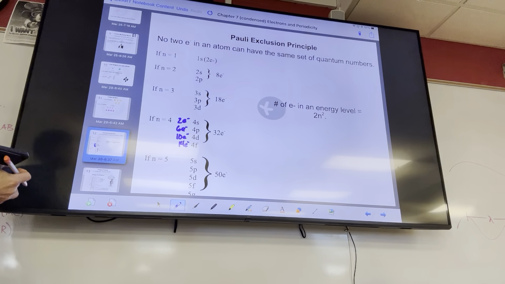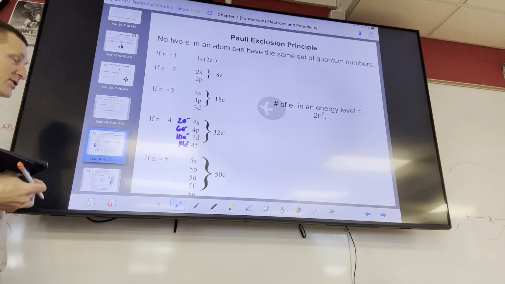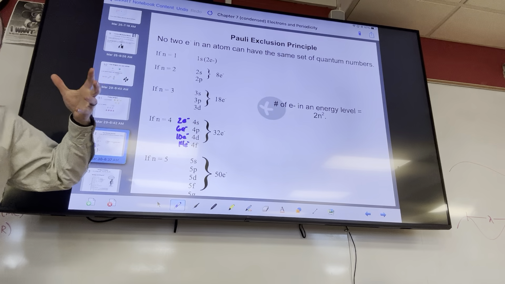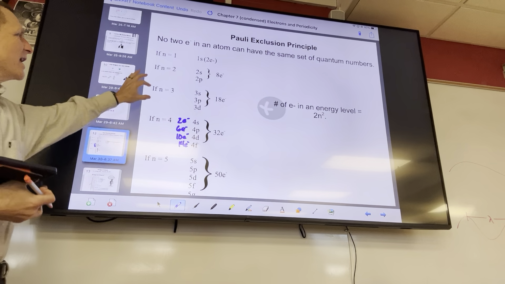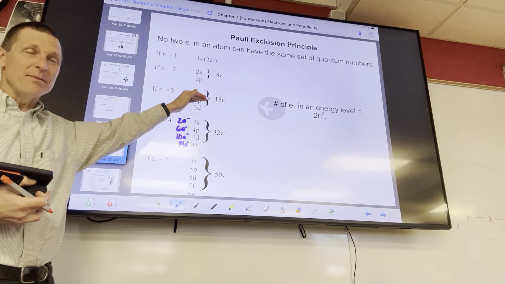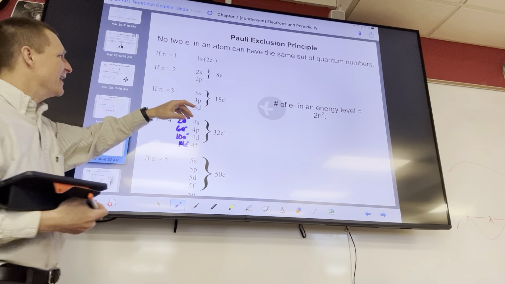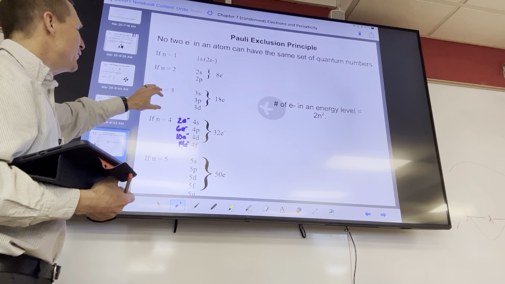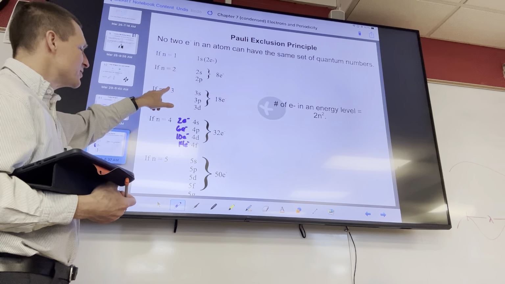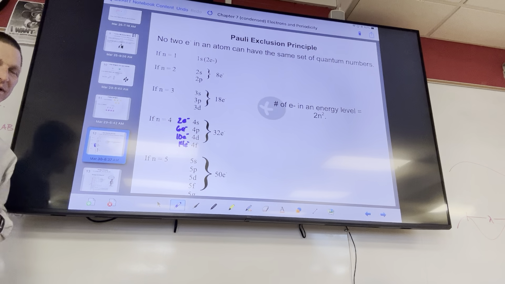formula for us to just keep in our mind. So there is some numerical consistency. Whatever energy level the electrons are in, that's how many sublevels there can be. And if you take the energy level number squared times 2, that gives you how many electrons there can be.